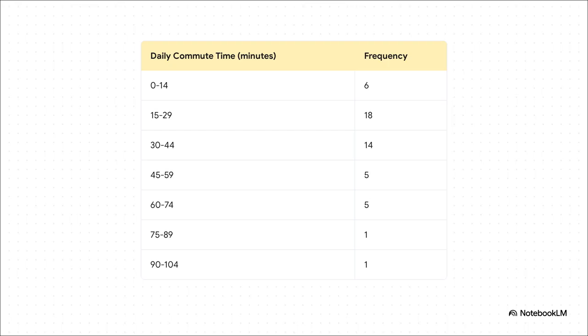And after we tally up all 50 of those data points, there it is. The chaos is gone. We can now see instantly that the most common commute time is in that 15 to 29-minute range. And we can also see that those super long commutes, the ones over 75 minutes, are really rare. This is a perfect example of how creating a little structure reveals the hidden story.